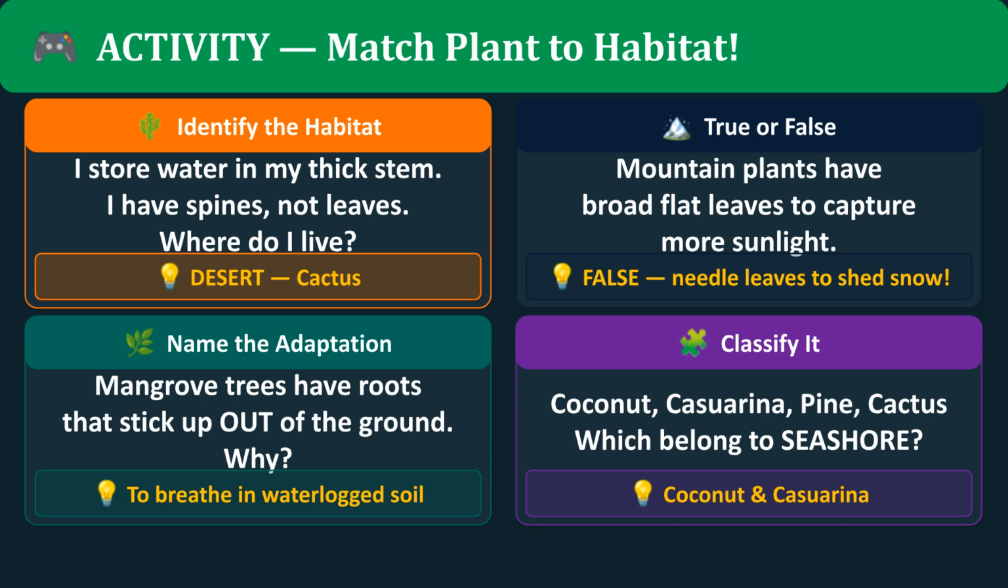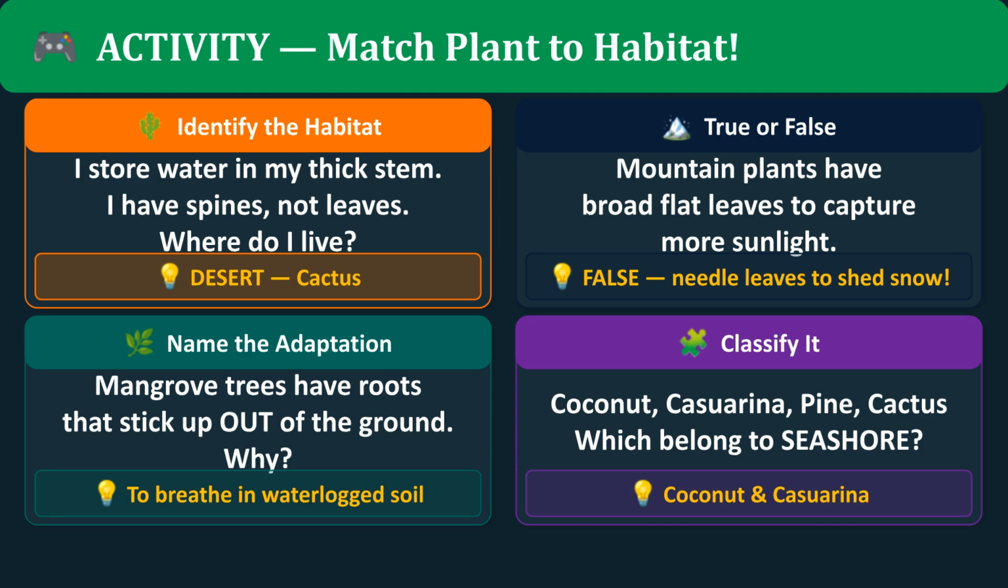Let's test your understanding. Question 1. A plant has a thick stem and spines instead of leaves. Which habitat does it belong to? Correct. The desert. Question 2. True or false? Mountain plants have broad leaves. That's false. They have needle-like leaves.